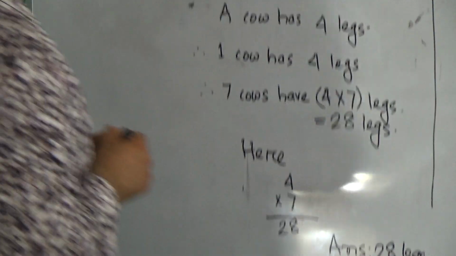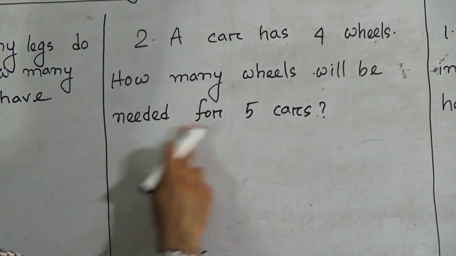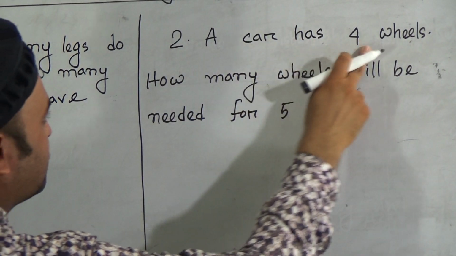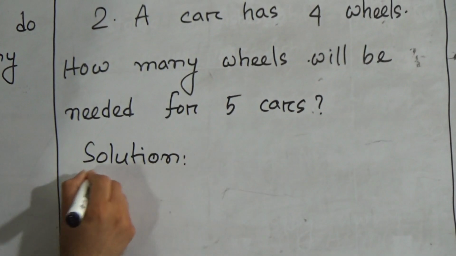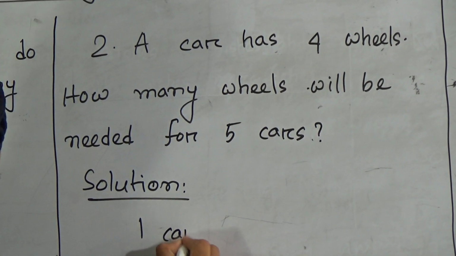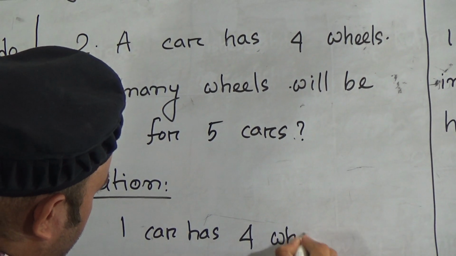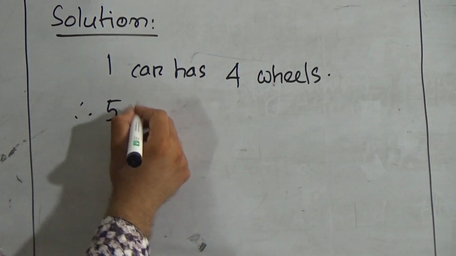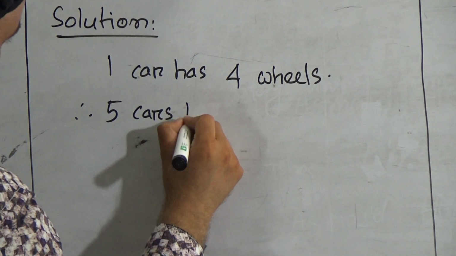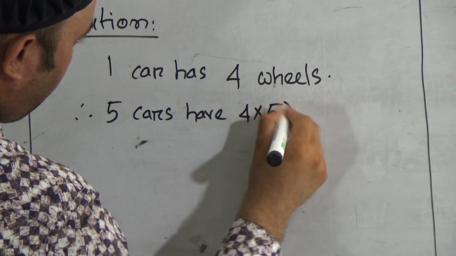Now go to the next question, which is also on page 49. A car has 4 wheels. How many wheels will be needed for 5 cars? A car has 4 wheels, so one car has 4 wheels. Therefore 5 cars have 4 multiplied by 5 wheels.